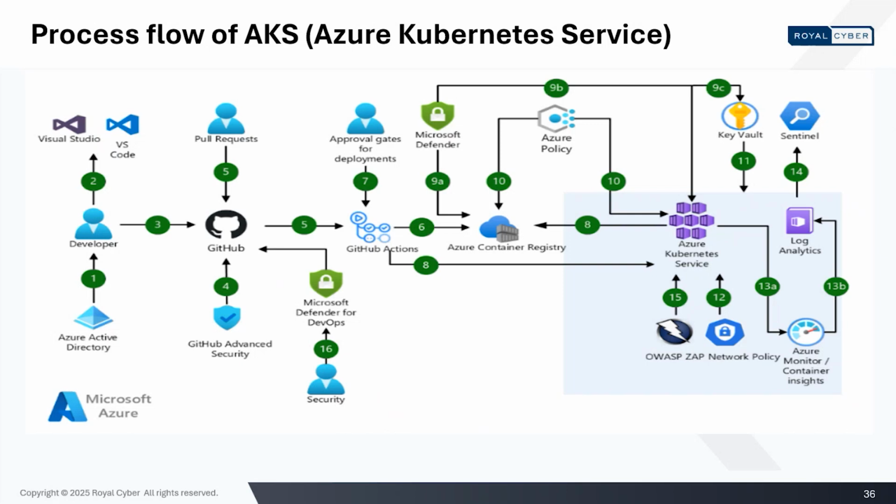Azure Kubernetes Service is going to pull the images from the Azure Container Registry. Here we use Key Vault as a security measure to store our secrets. We are also using network policies in the configuration and OWASP ZAP to scan our application. We also use Azure Monitor and Log Analytics to monitor our cluster and log our events. So this is the process flow of AKS.